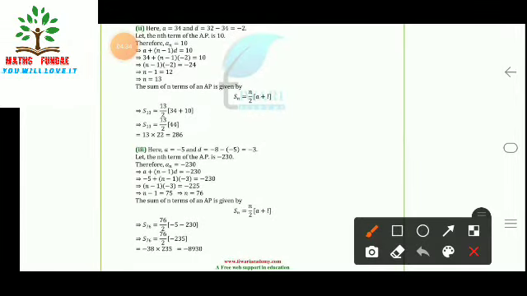Okay, so in the third part, a is equal to minus 5, d is equal to minus 8 minus of minus 5, that is again minus 3. Now the nth term of the AP is minus 230. So therefore an is equal to minus 230. So we have a plus (n minus 1) d is equal to minus 230. So we have n minus 1 is equal to 75, that is n is equal to 76 is the answer.